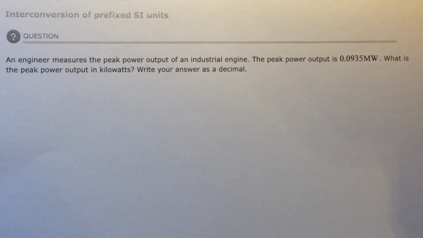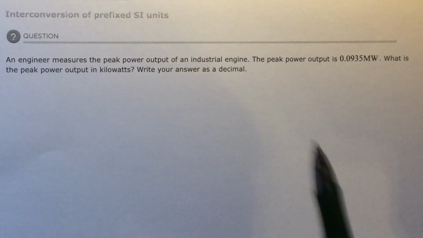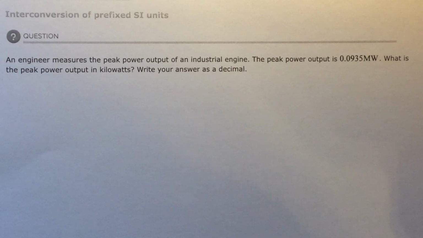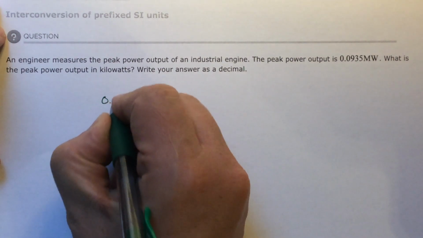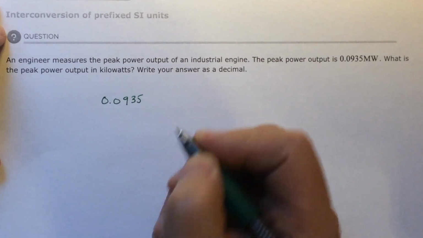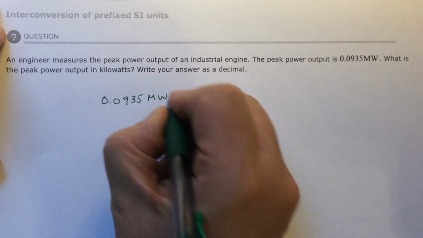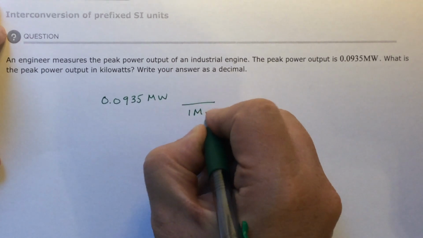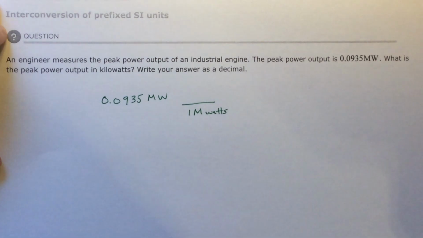I'll explain. So here you've got output power is 0.0935 megawatts, and they're wanting megawatts to be converted into kilowatts. We're going to consider watts as a unit of power. I'm going to start with what I'm given. So I have 0.0935 megawatts. And in 1 megawatt, how many watts do I have?